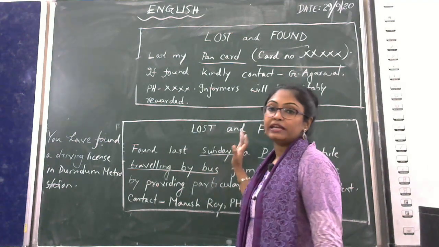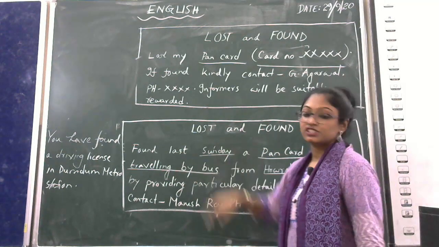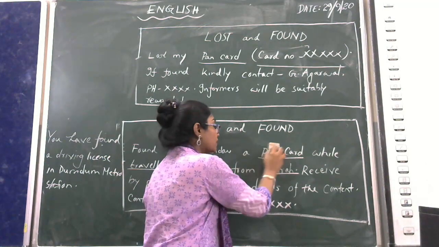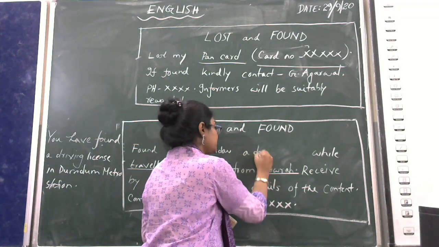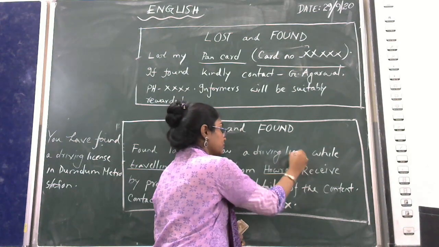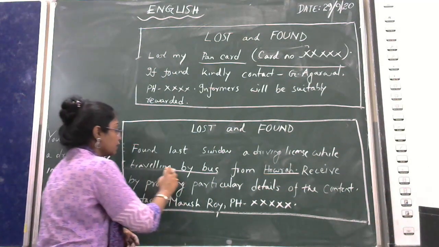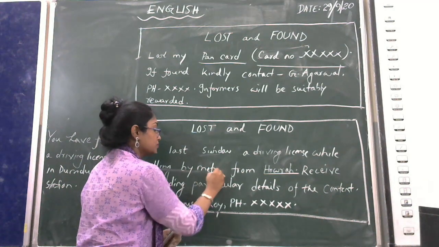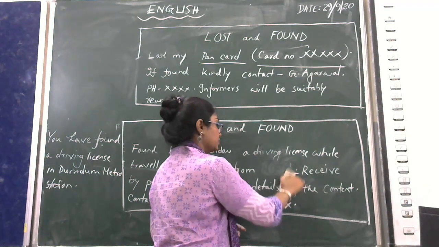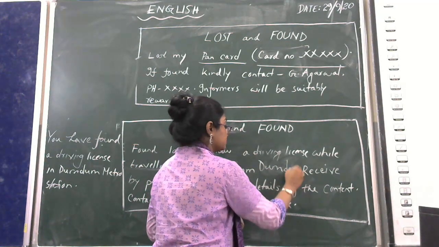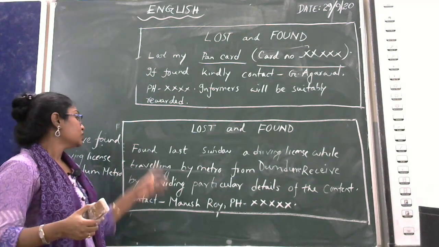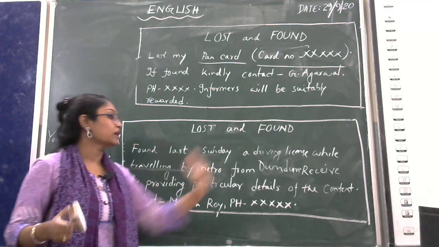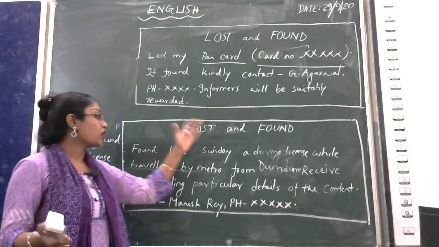So you have found a driving license in the metro station. Draft an advertisement. How to do that? So the type should be lost and found. Now found last Sunday, you can write down Sunday. Found last Sunday, done. A, what's the thing you have missing? Driving license. While traveling in the metro, you can write down metro. So found last Sunday a driving license while traveling by metro from Dhaka. Full stop. Received by providing particular details of the content. Contact Manish Naik and the phone number. Okay. So according to the question, you are changing that.